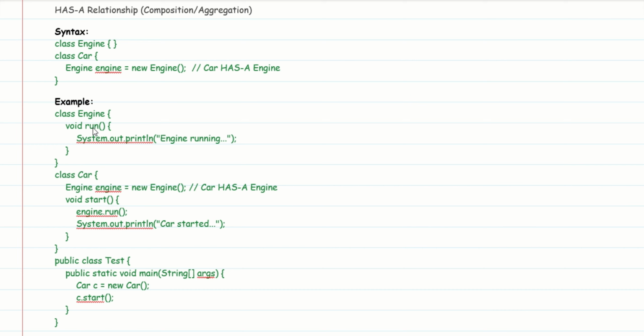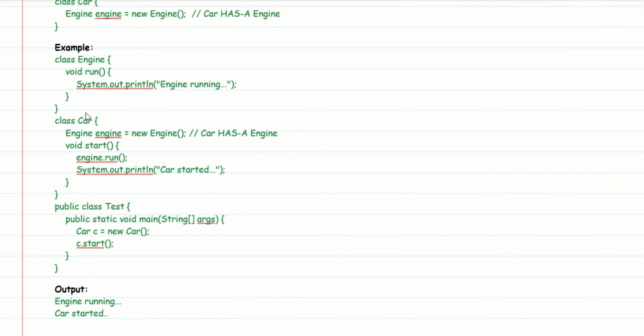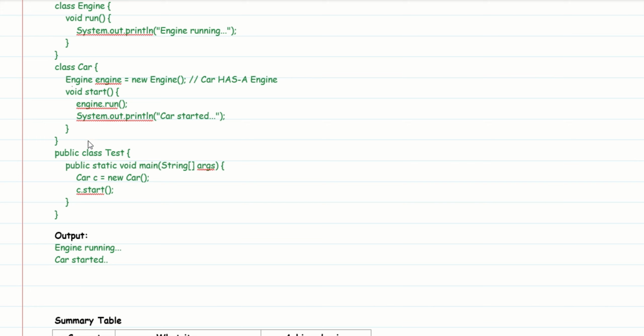I have a run method in the Engine class, and within another class called Car, I have created an object of the Engine class, using the syntax of object creation. Then within the Car class, I have a start method which calls the run method of Engine. Then another statement just prints car started. So whenever I call the start method by creating a Car object, it will print engine running and car started, as it calls the run method of Engine, and I'm just printing the message within the Car class.